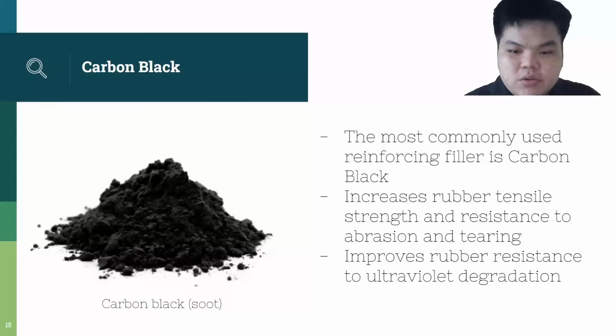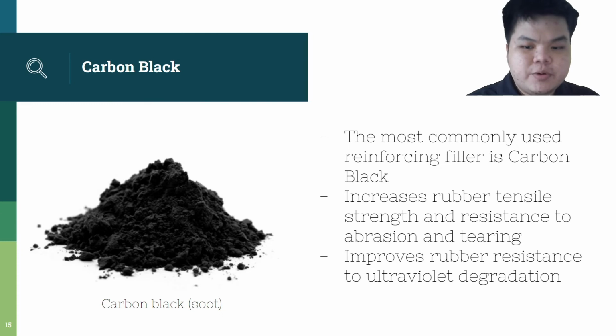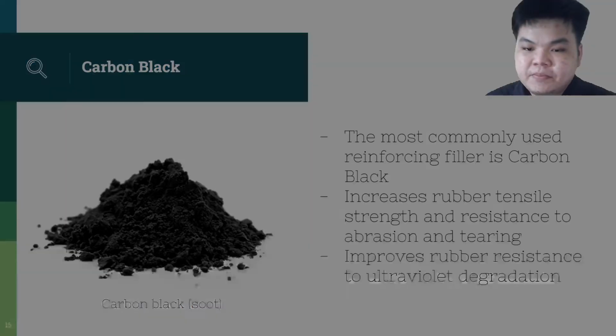Carbon black is the most commonly used reinforcing filler. It is derived from soot. Carbon black increases rubber's tensile strength and resistance to abrasion and tearing. Carbon black also improves rubber's resistance to ultraviolet degradation. Most rubber products are black because of this carbon black filler.